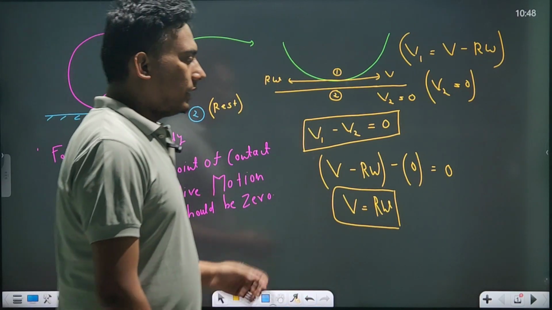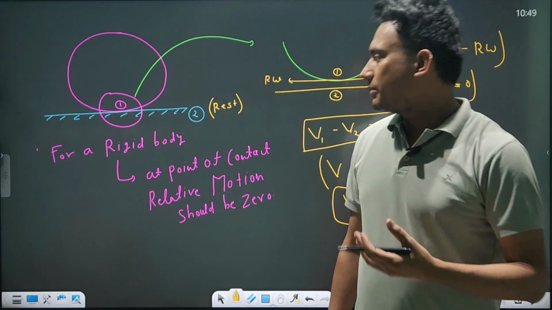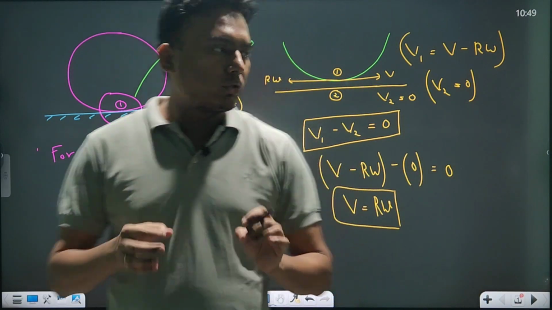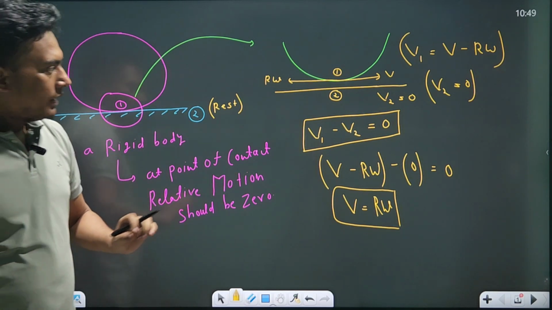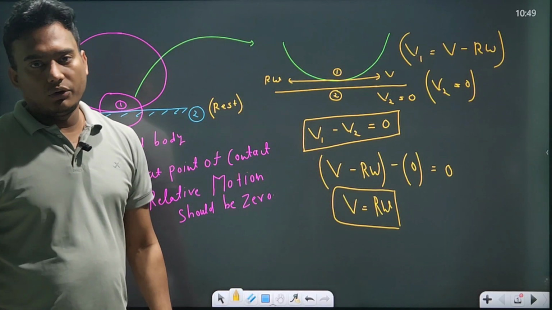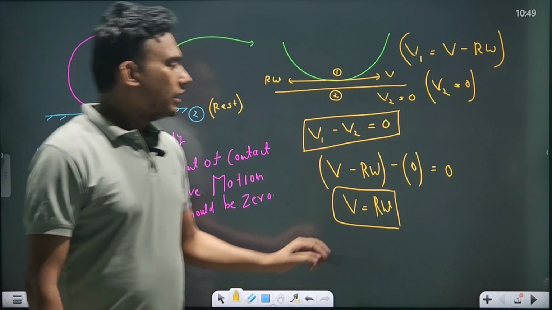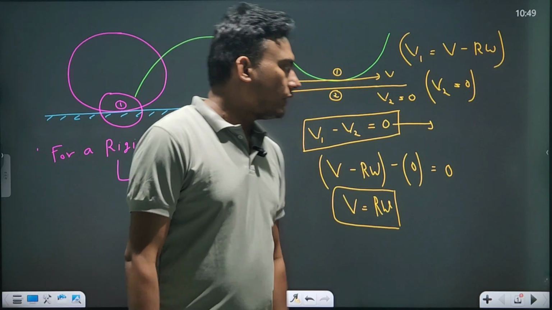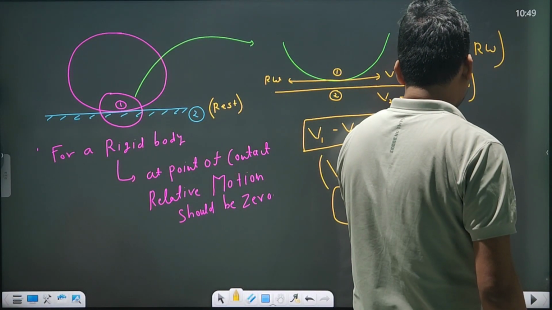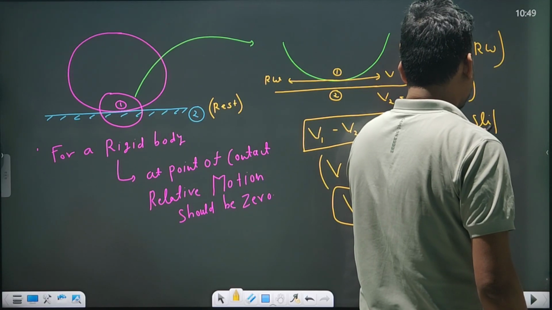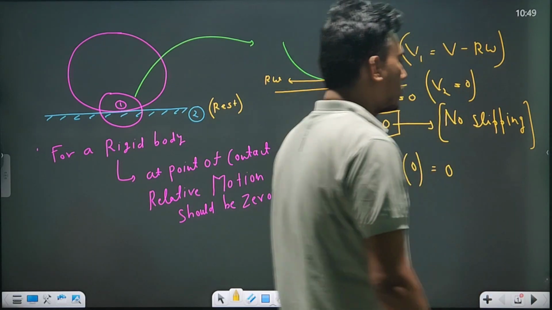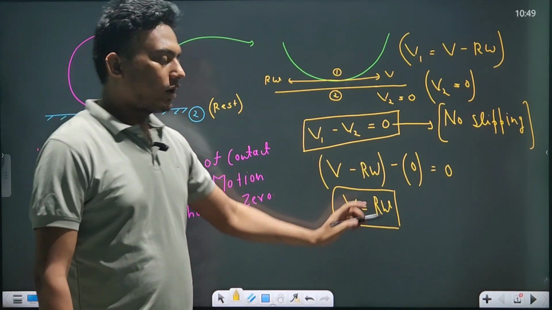So when we understand the concept of pure rolling, pure rolling means that at the point of contact, the relative motion should be 0. This is the condition for pure rolling, and because both velocities at the point of contact are equal, we can also call it the concept of no slipping. So pure rolling is also known as no slipping. What is the meaning of no slipping? The relative motion should be 0 at the point of contact, and V equals R omega.